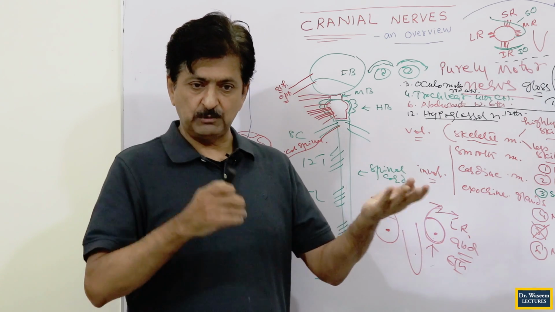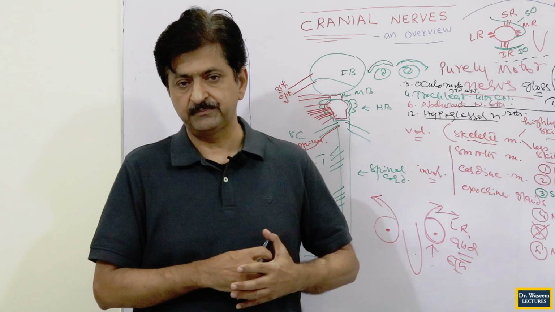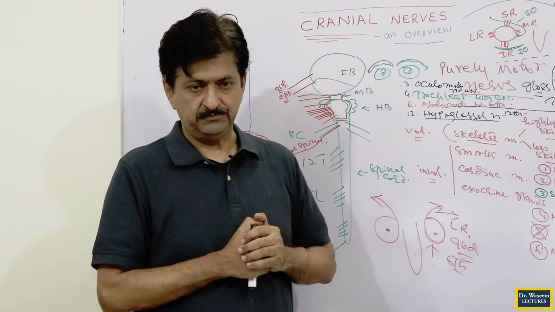So you can say it will be 3rd, then the 4th, then the 6th, and now the 12th. All these nerves together are called the purely motor nerves.